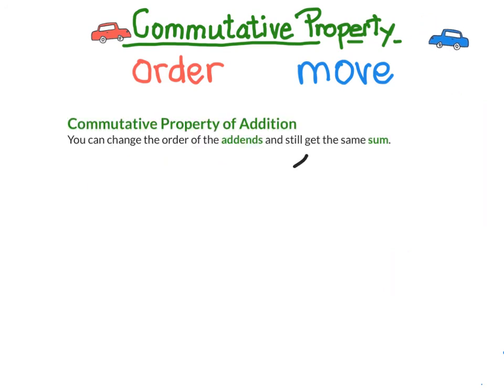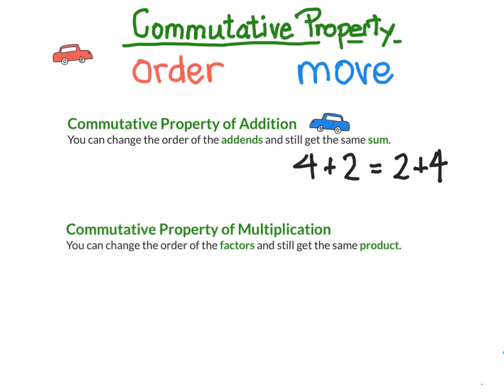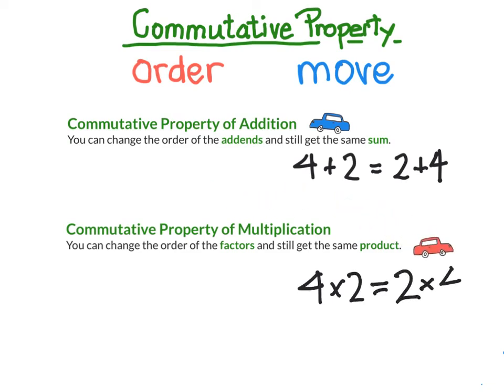According to the commutative property of addition, you can change the order of the addends and still get the same sum. According to the commutative property of multiplication, you can change the order of the factors and still get the same product. I hope this helps.